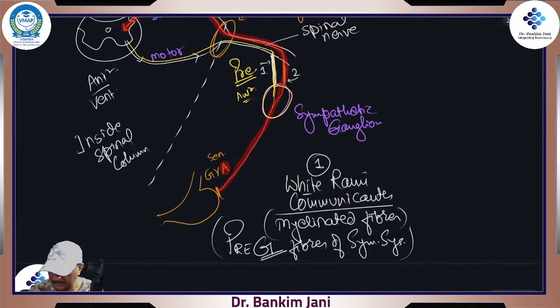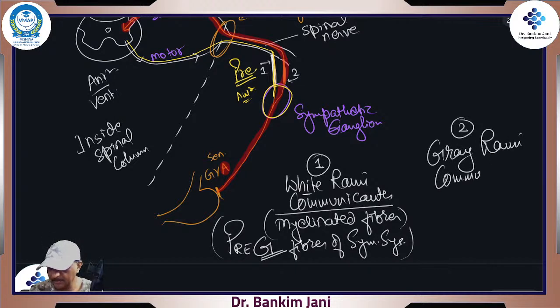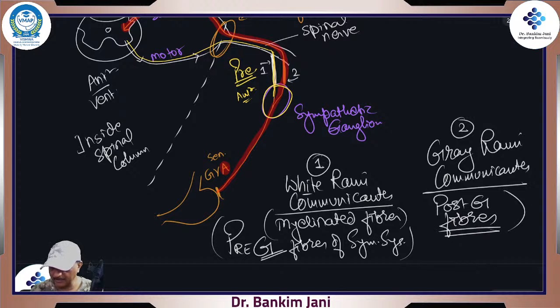Next, about the second one. This is called the gray rami communicants. Gray rami communicants are the postganglionic fibers. And they are gray because they are non-myelinated.